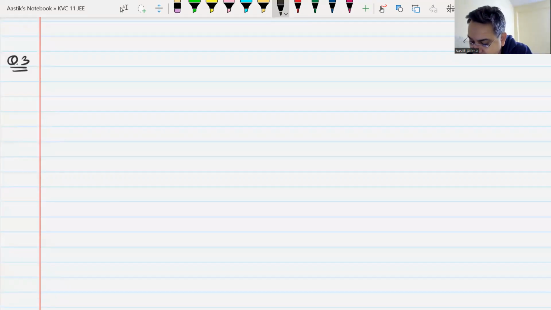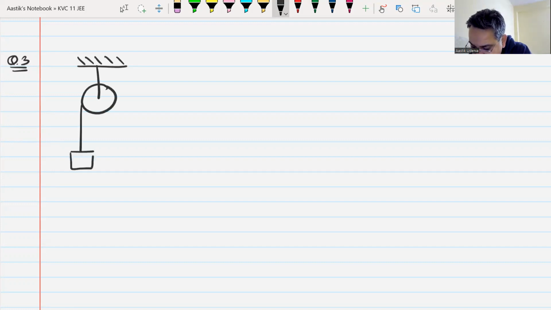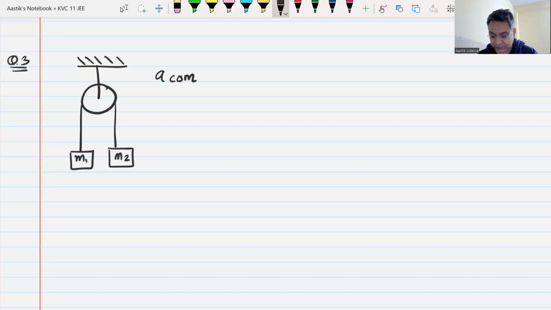Question number 3. I have this Atwood machine. I hope you remember this Atwood machine. Do you remember the Atwood machine? M1, M2. The value of acceleration due to gravity can be taken as g. You have to find out the acceleration of the center of mass of this Atwood's machine, and I'll give you 2 minutes to give me the answer.